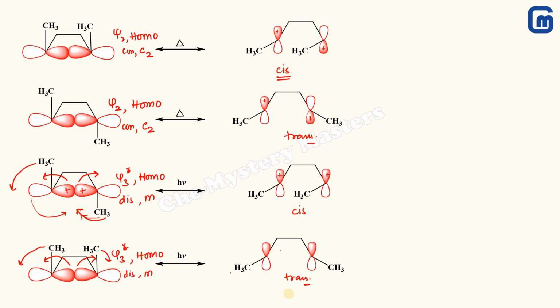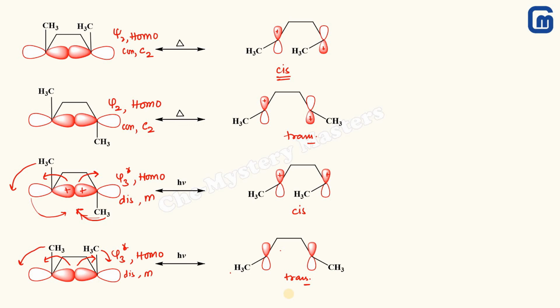So hope this video would have cleared all the concepts of ring opening and ring closing electrocyclic reaction in the case of 1,3 butadiene. It also would have cleared the concept of HOMO and LUMO required for electrocyclic reaction and how the ring opening and ring closing reaction happen with the disk rotation and cone rotation in electrocyclic reaction.